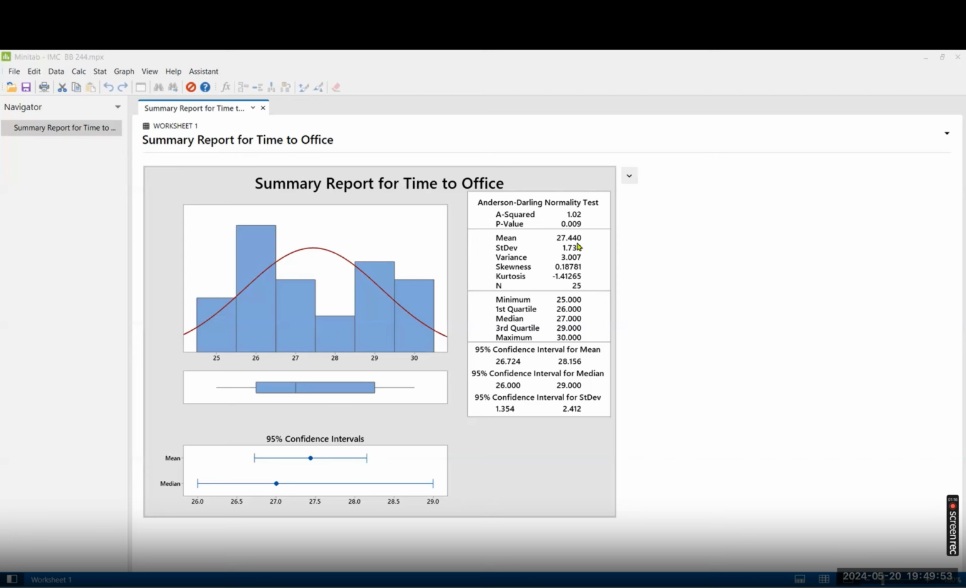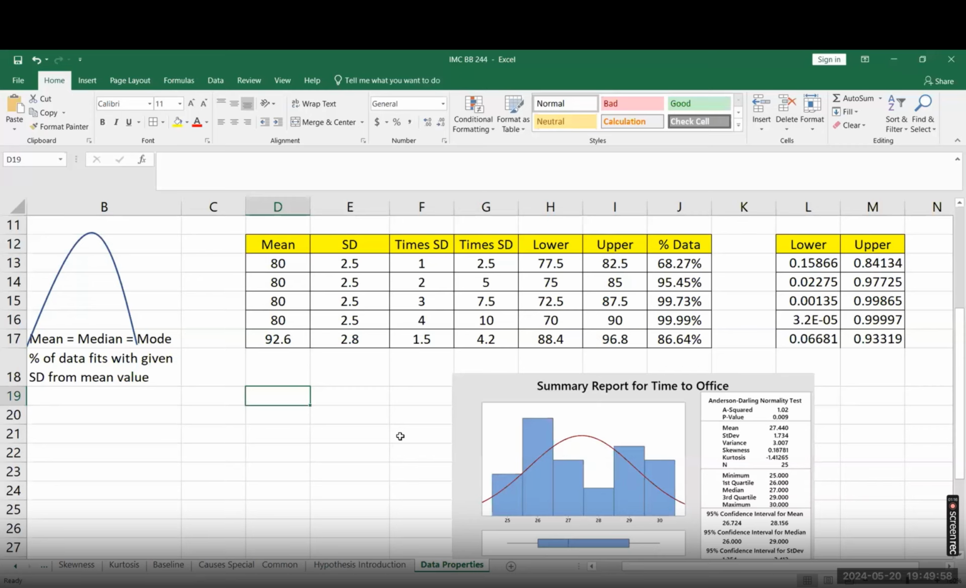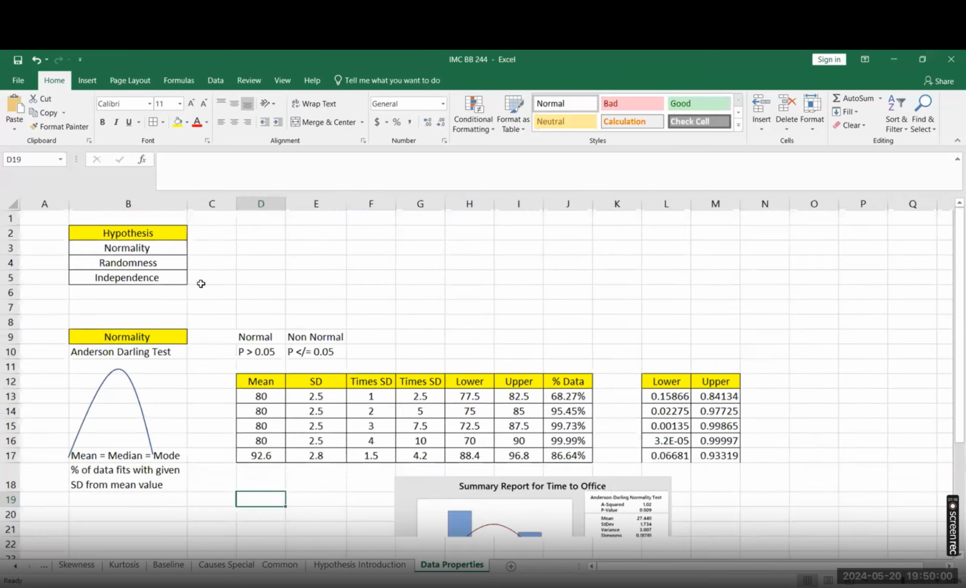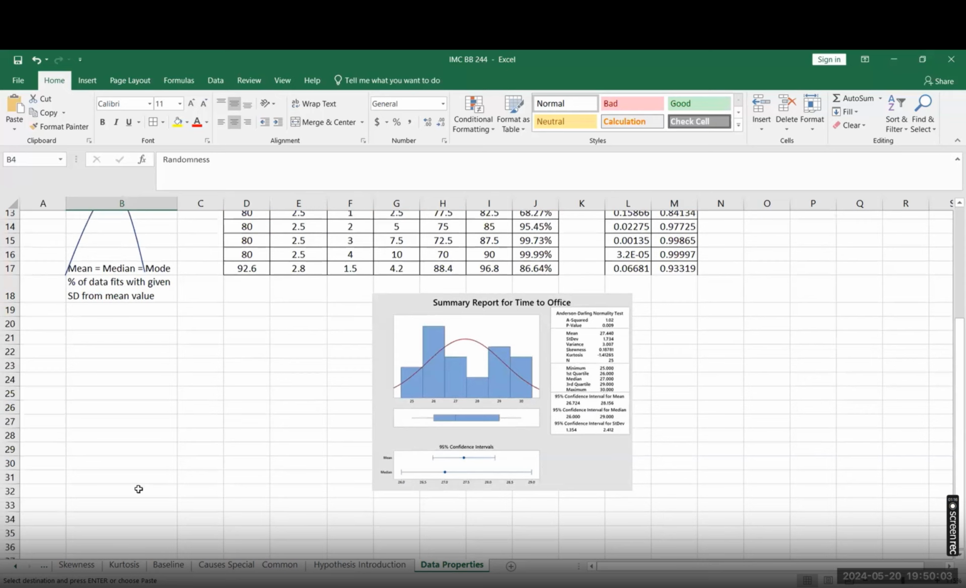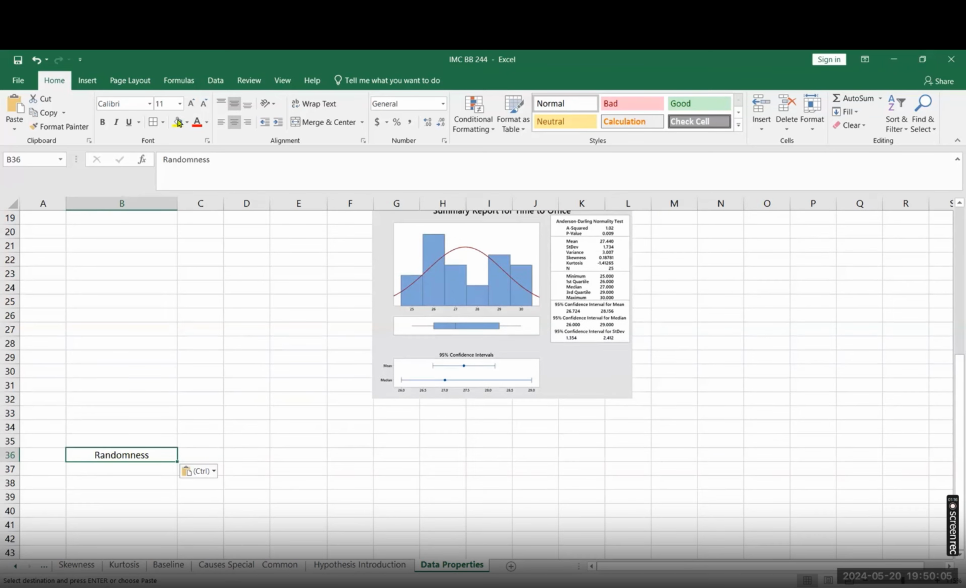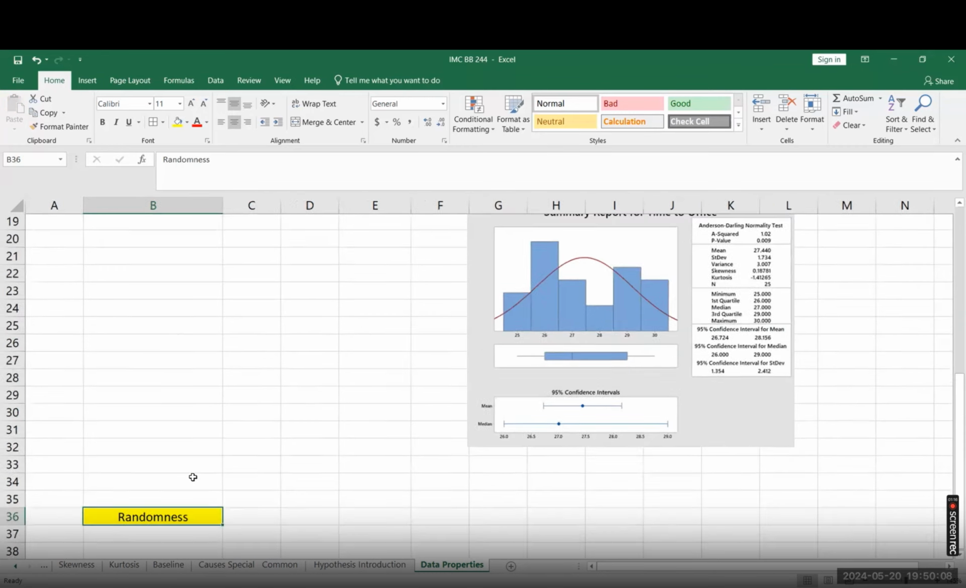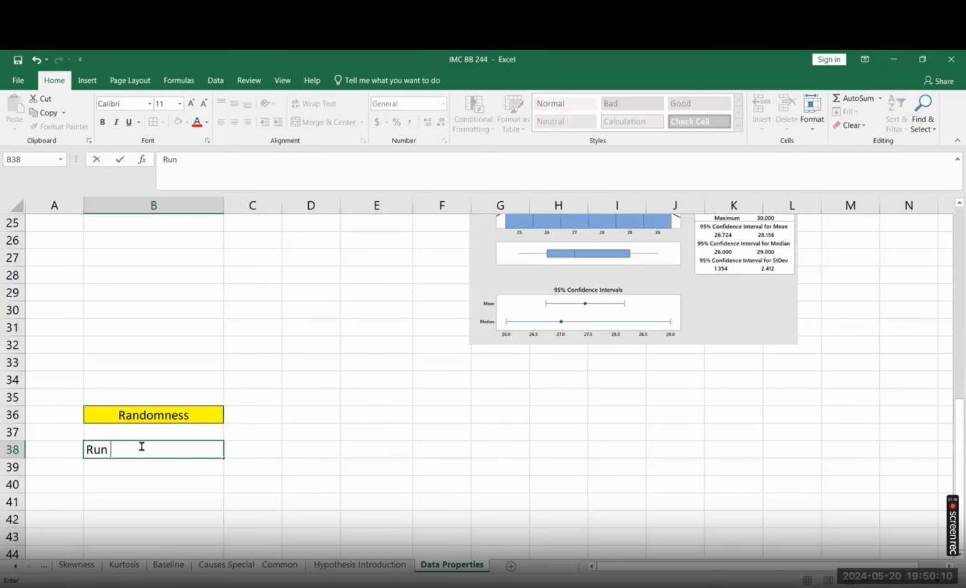Now we have identified whether my data is normal. The second check on the data before I proceed with the analysis, I will do with randomness. So the randomness check we do with the help of a run chart. A run chart comes with 4 properties, which are mixture, oscillation, cluster, and trend.